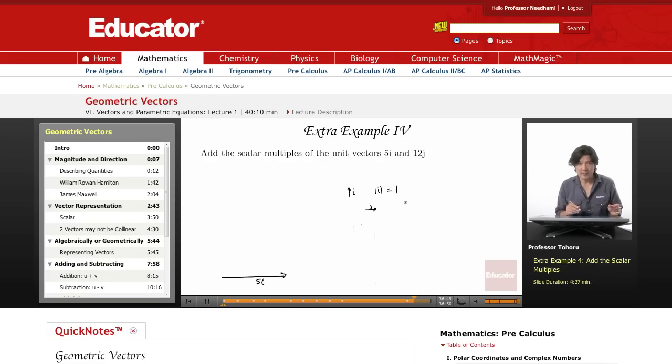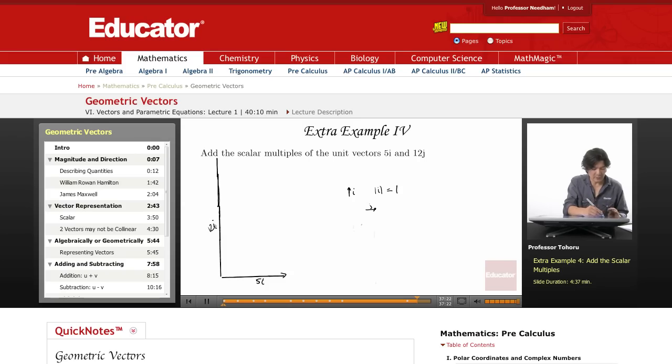And I'm going to add them, so I'm going to start by putting them tail to head. Well, actually, you know what? This is 5i, and then we're going to have it again coming from the origin, and we're going to have 12j. So 12 of these: 1, 2, 3, 4, 5, 6, 7, 8, 9, 10, 11, 12. So about there. This is supposed to be one straight line. And this is about 12j.